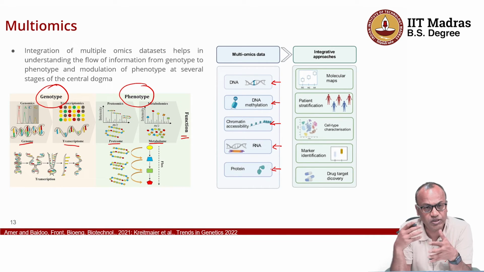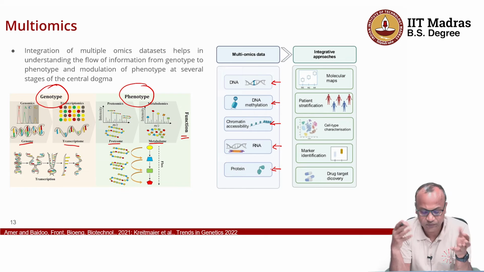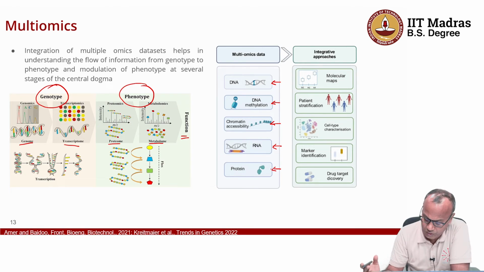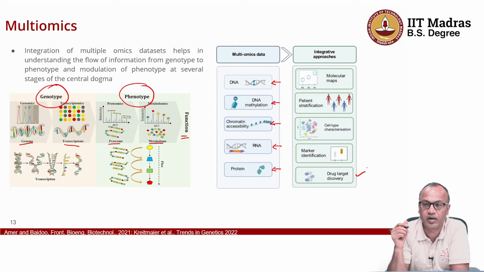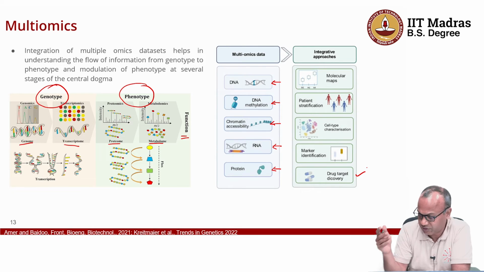Because you are integrating information across layers of data sets, marker identification, which means what are the biomarkers that are specific for a particular disease, becomes more robust because we are integrating a large amount of data. And obviously, one of the things that we can do is get a better understanding of what would be the most appropriate drug target, rather than basing it on just one set. We will be able to see whether that particular drug target helps in changing the phenotype or the function, which is what we want.